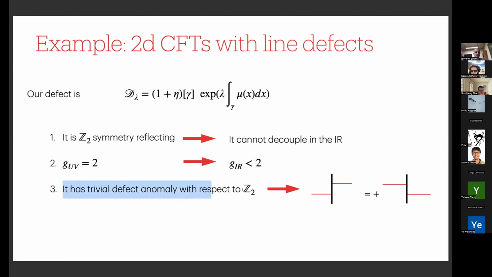And the third thing that must be matched is the defect anomaly I was mentioning in the third example before. So in this case, in the UV, if we do this movement, the 1 plus eta will get a plus sign. So in this sense, it has a trivial defect anomaly. So in the infrared, it must have, again, a trivial defect anomaly.